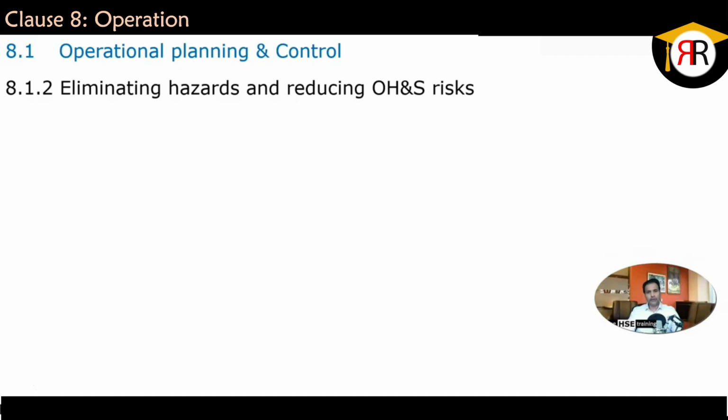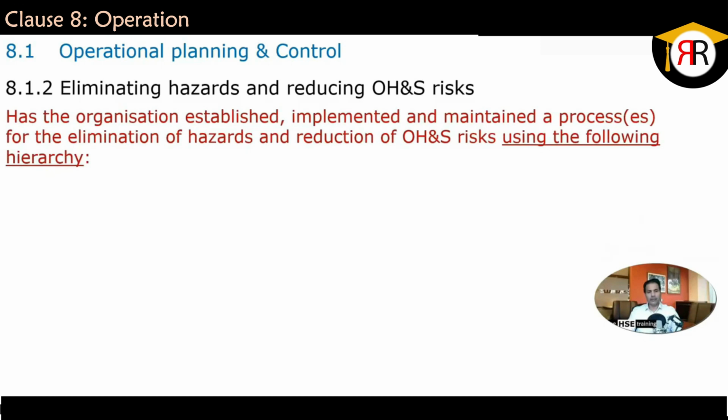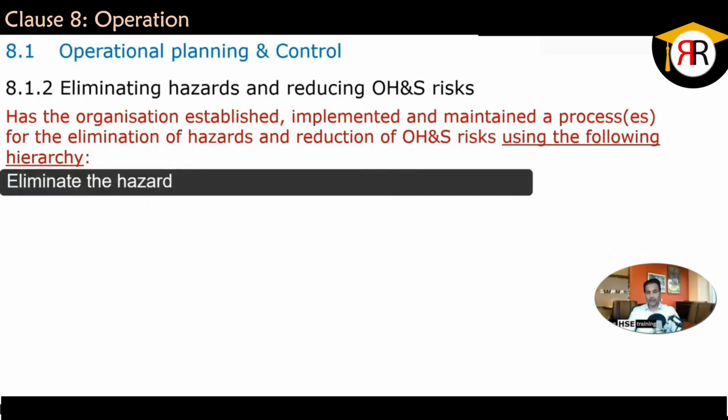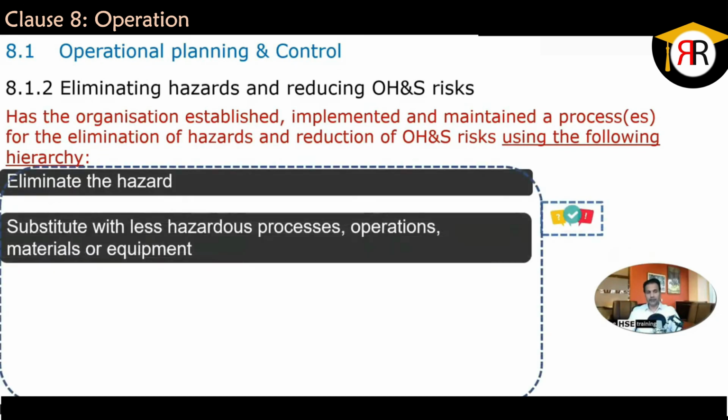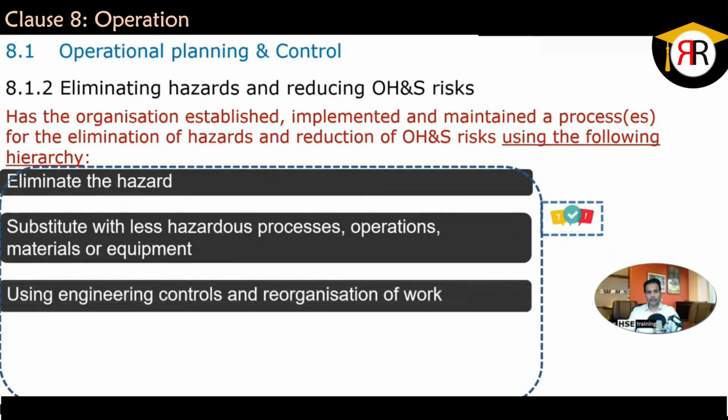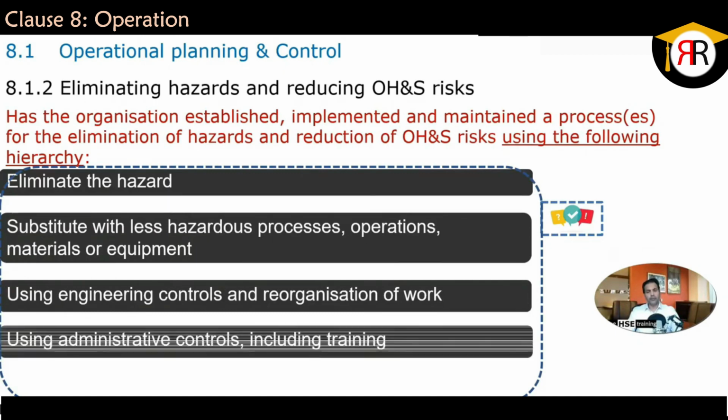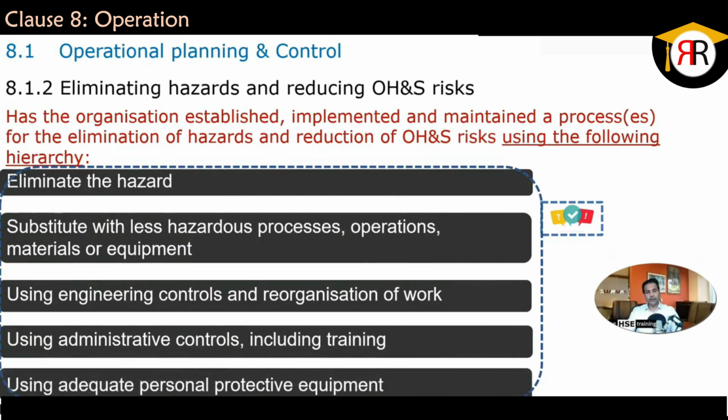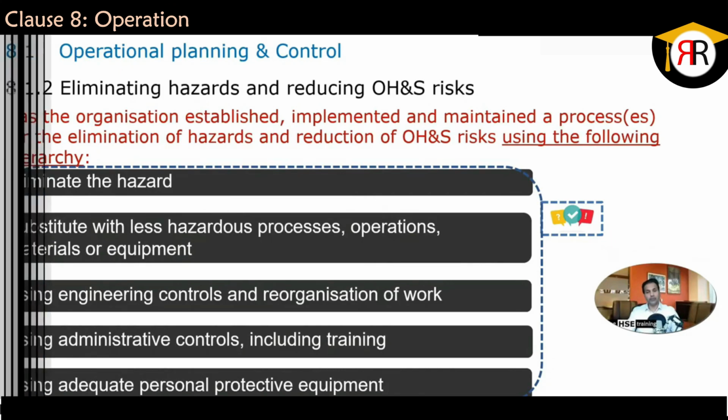8.1.2 is around eliminating hazards and reducing OHSMS risks. Has the organisation established, implemented and maintained a process or processes for the elimination of hazards and reduction of risks using the following hierarchy: elimination of the hazard, substitution with less hazardous processes, operations, materials or equipment, using engineered controls and reorganisation of the work, or administrative controls including training, and last is using adequate PPE or personal protective equipment?